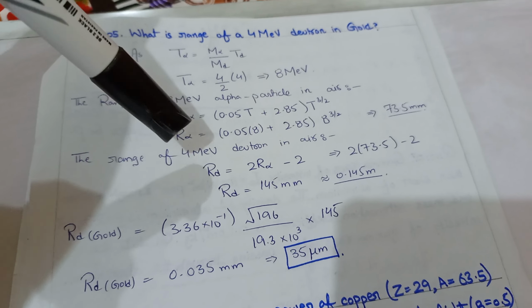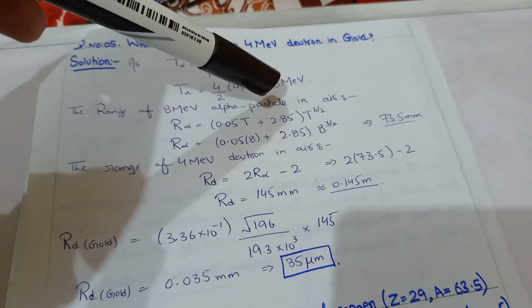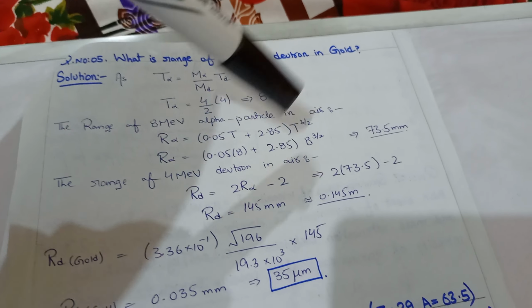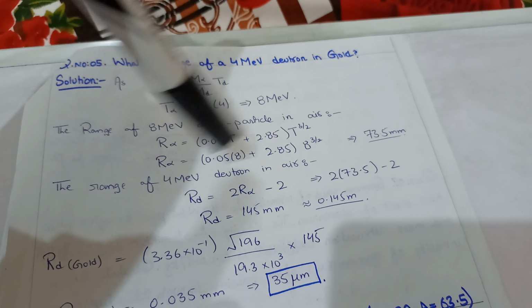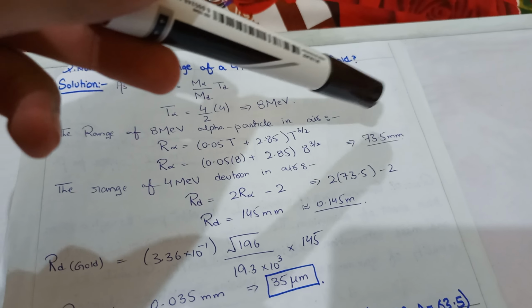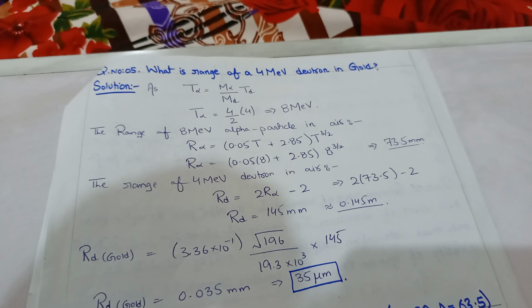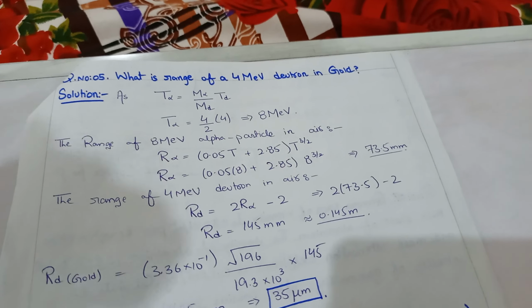This is our expression. Now you have to put the value of t, which we already found, equal to 8.8, and after substituting you will get your answer. The range of the alpha particle is 735 millimeter. Now we have to find the range of a 4 mega electron volt deuteron in air.